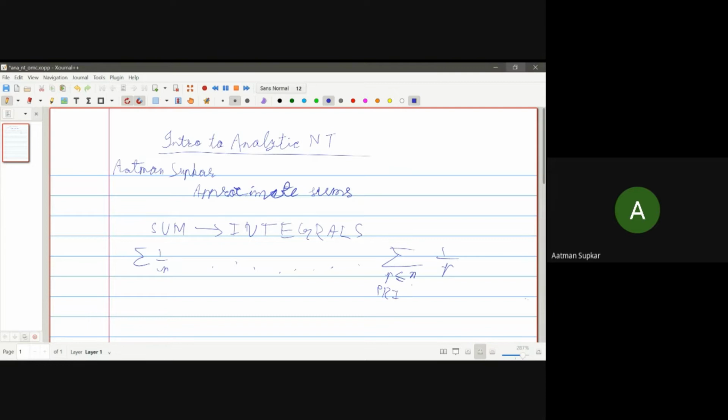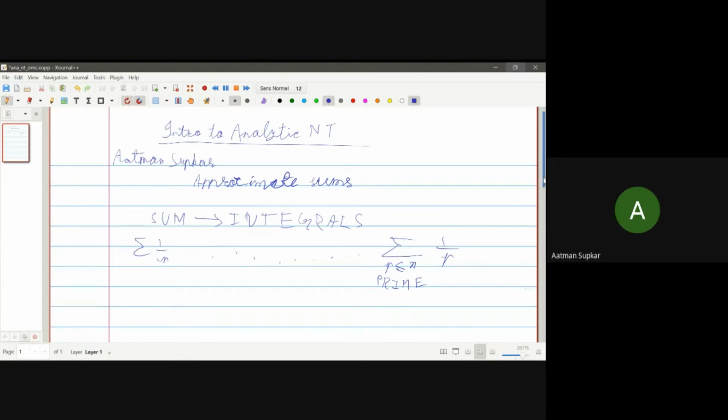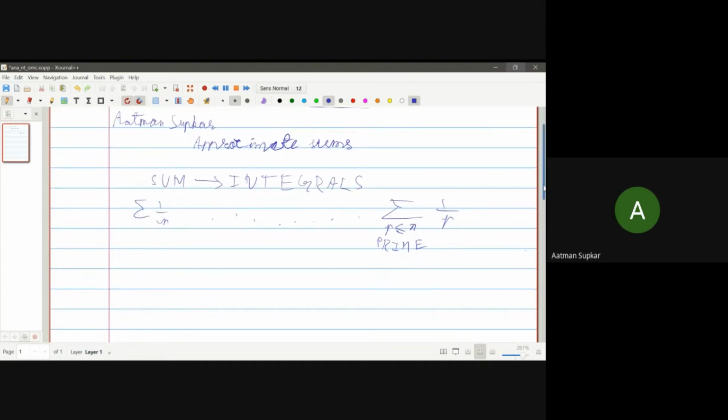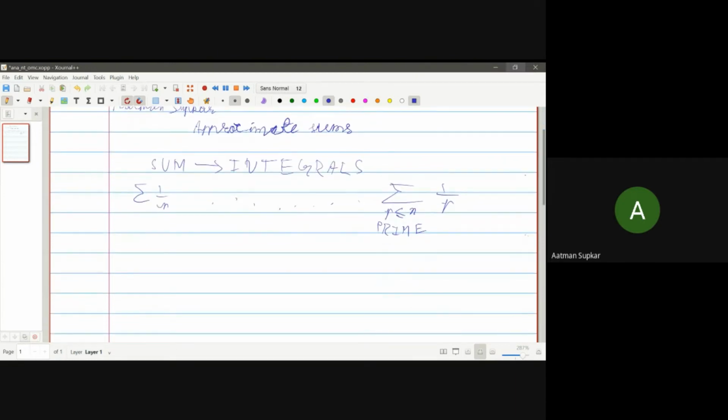So what happens if you add the reciprocal of primes less than or equal to x? What does that look like? Then we compare it with a familiar sum and try to see what the size of any particular, say nth prime, should be. So before that, we start with the tool for this.